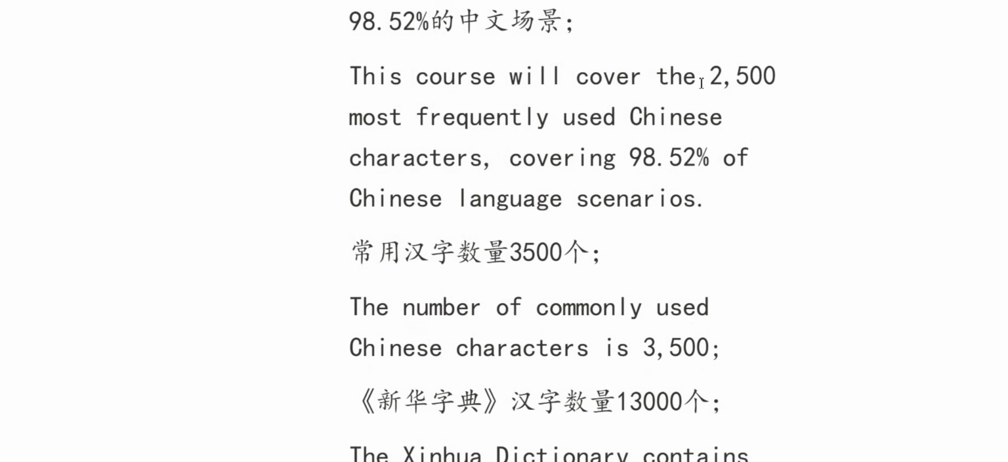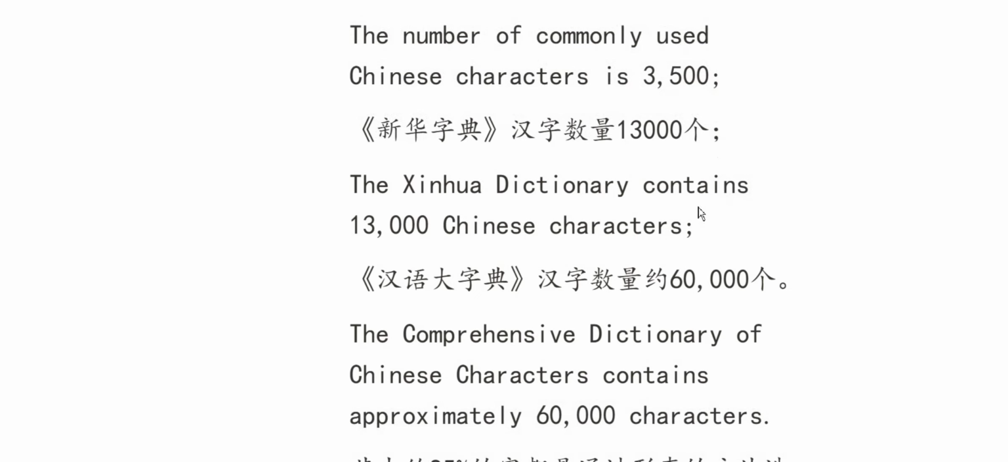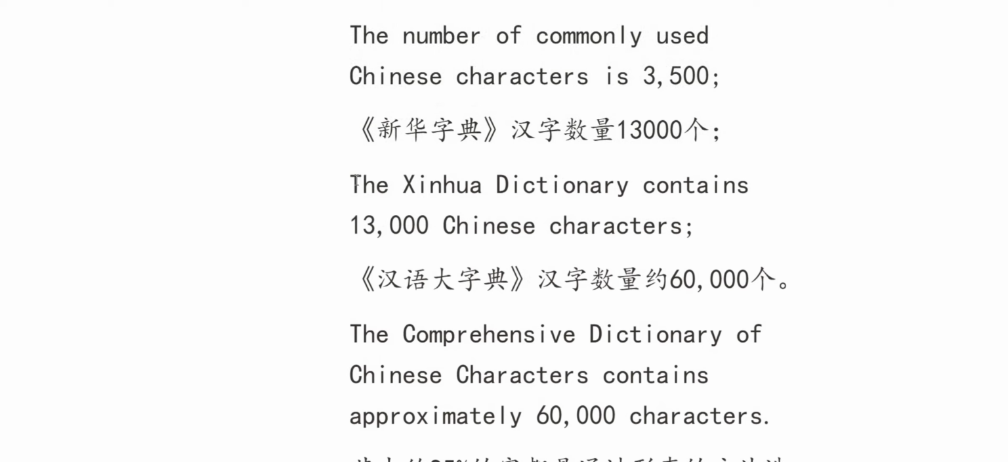So this is the focus of this course, but normally the number of commonly used Chinese characters is 3,500. So there are more characters. And the Xinhua dictionary contains 13,000 Chinese characters. Even there are much more characters.